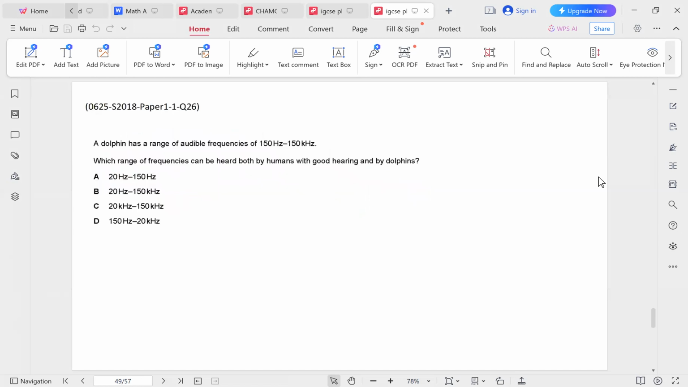A dolphin has a range of audible frequencies of 150 to 150,000. Which range of frequencies can be heard by both humans and dolphins? So for humans, we have from 20 to 20,000. For dolphins, we have from 150 to 150,000.